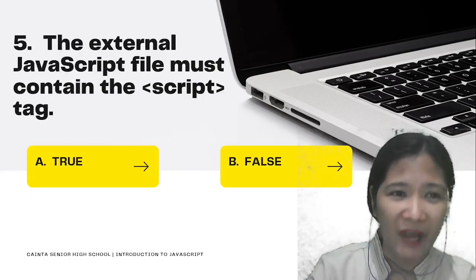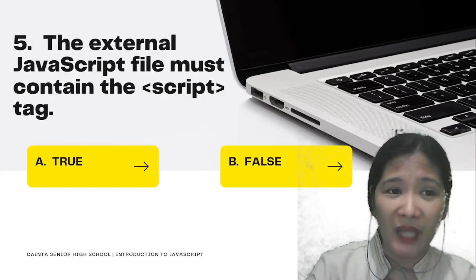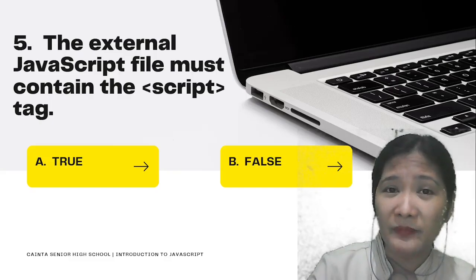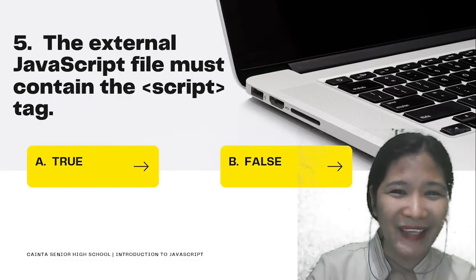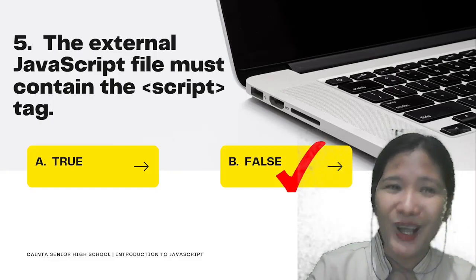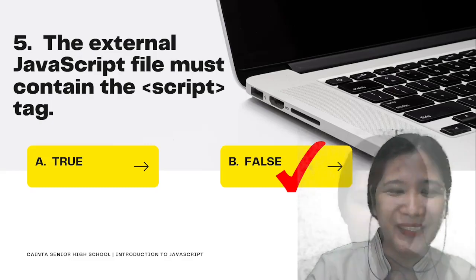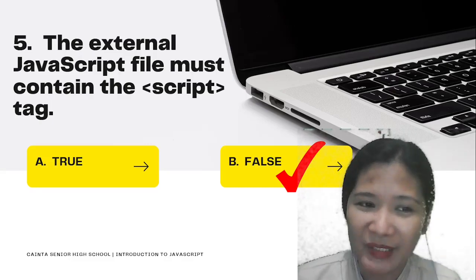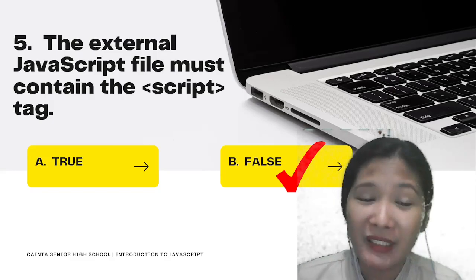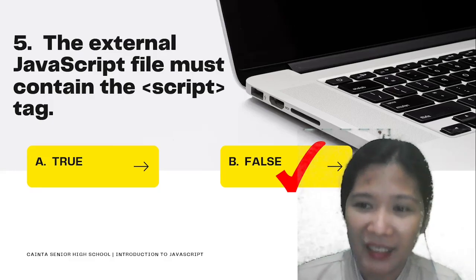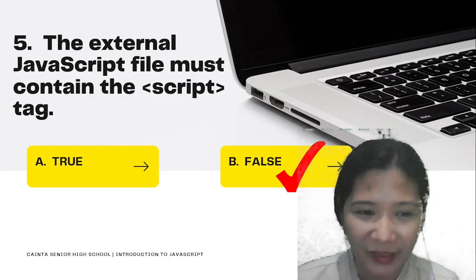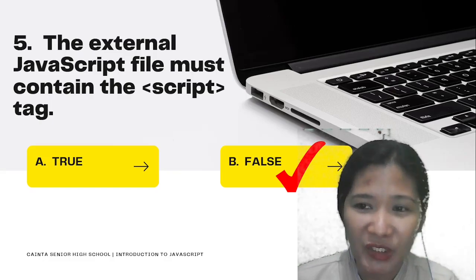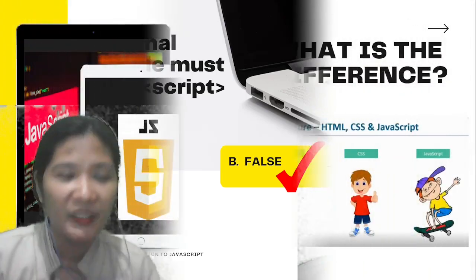And for number 5, the external JavaScript file must contain the script tag. Is it true or false? The correct answer is false. Awesome! You got it correctly. Yes, scripts can also be placed in external files, but we do not need to put the script tag inside the JavaScript file. For our external file, JavaScript external files have the file extension .js.